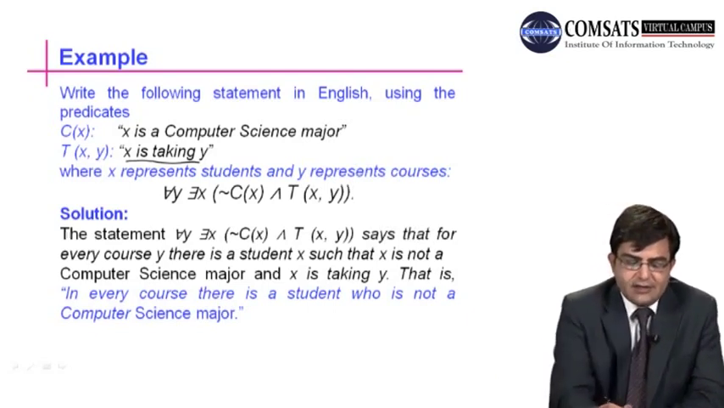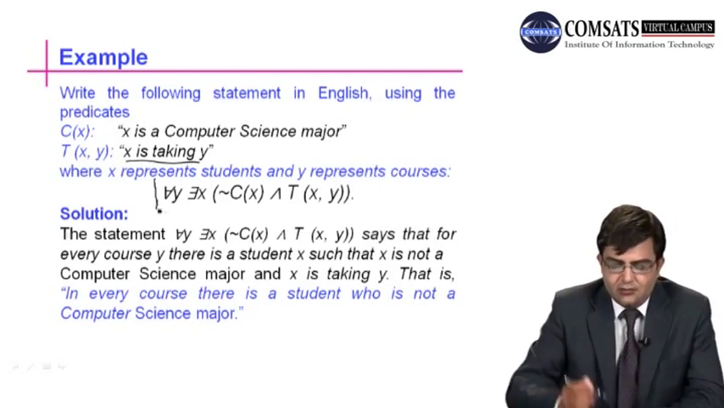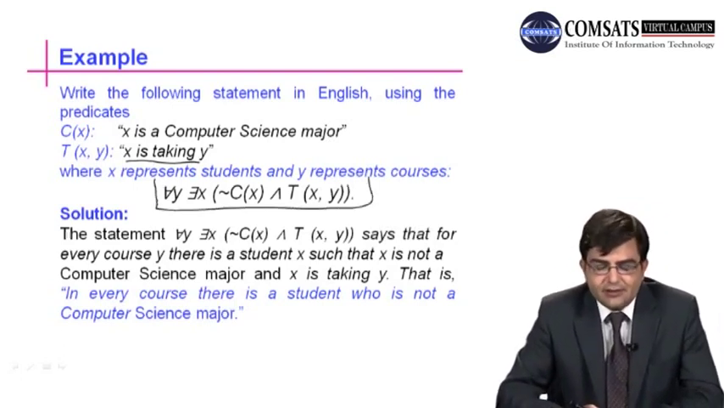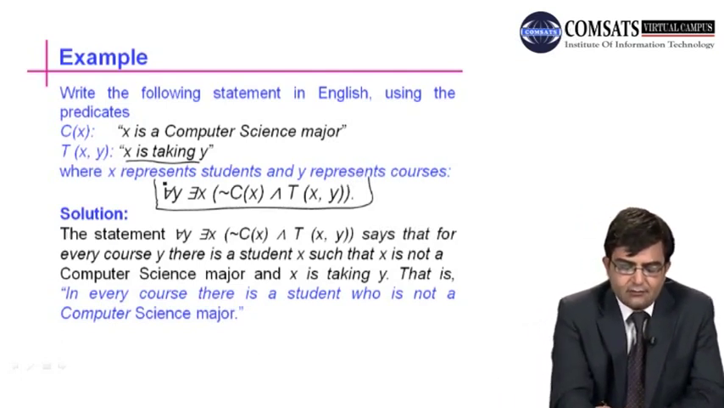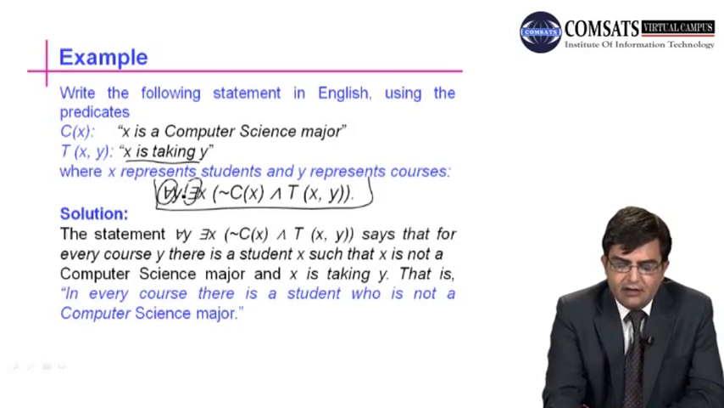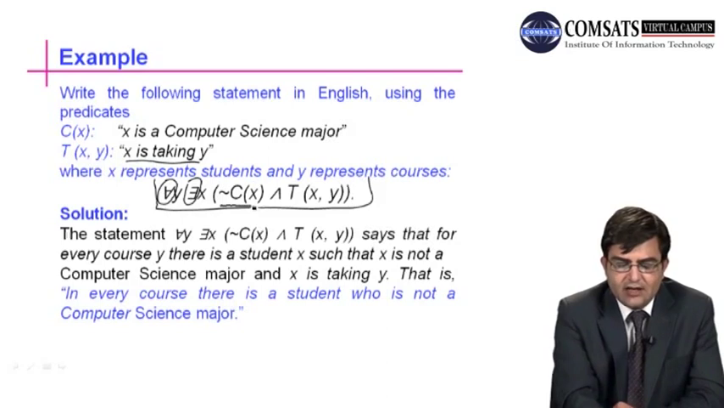Now we have to translate this statement and we shall see when the statement is true and when it will be false. Here we have universal quantifier, here we have existential quantifier, and here we have negation of C of x, negation of C of x.